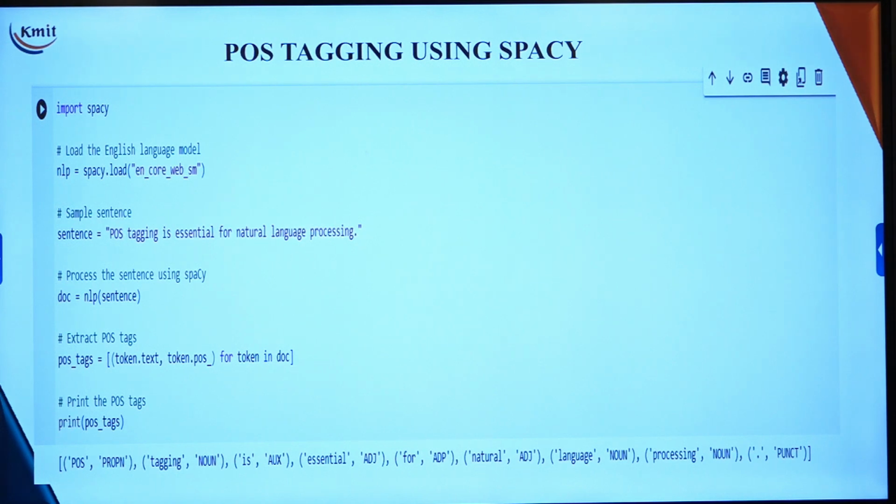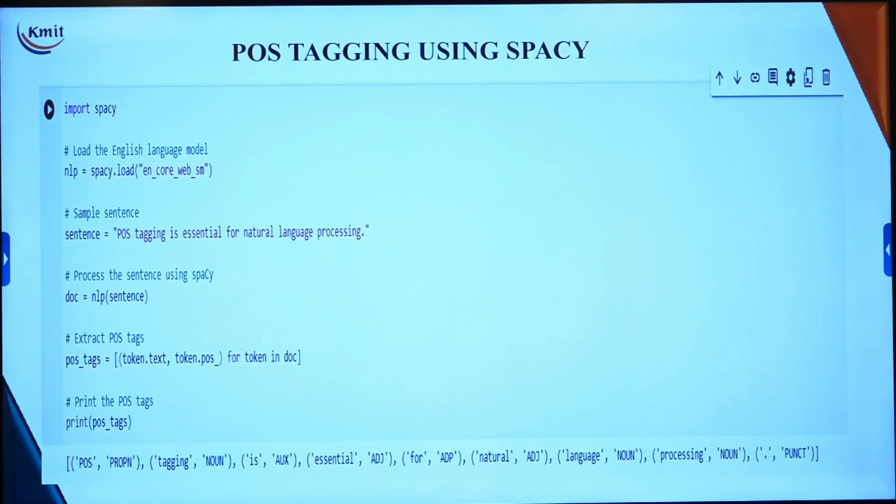Now this sentence will be processed using the function nlp. As you can see, I am processing this sentence using nlp, wherein I am giving this sentence as input for this function. This particular function will tokenize the sentence and perform various linguistic annotations, which include POS tagging. After that, for each token, we will extract the POS tag.